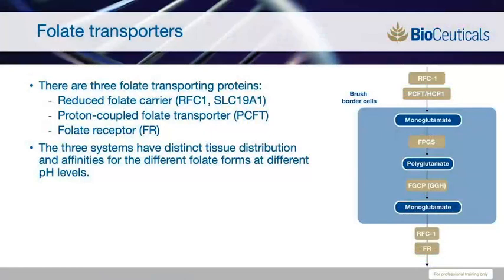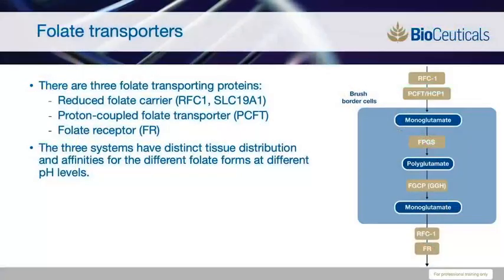So we have the reduced folate carrier, RFC1. For those of you who already do genetic testing, particularly those who do the direct-to-consumer, what you'll see when you're looking for this receptor or the folate carrier is SLC19A1. So it's usually written as SLC19A1. Anytime you see SLC, it's generally a transporter of some sort. So they're solute carriers. There's also the proton-coupled folate transporter, PCFT, and we've also got the folate receptor.